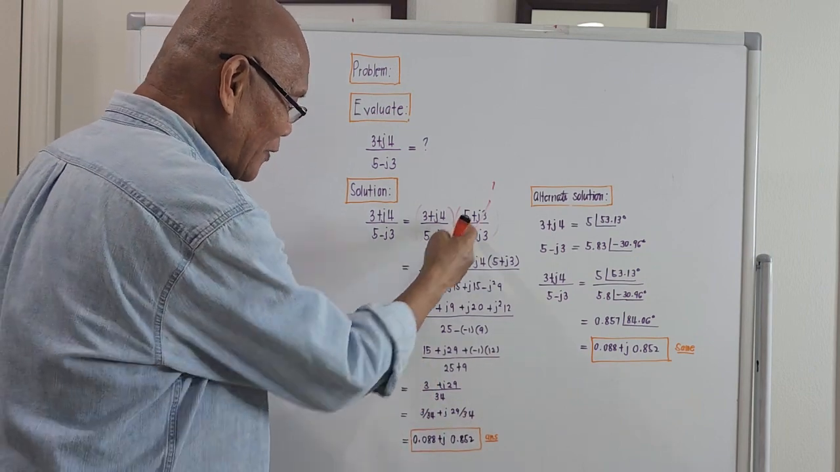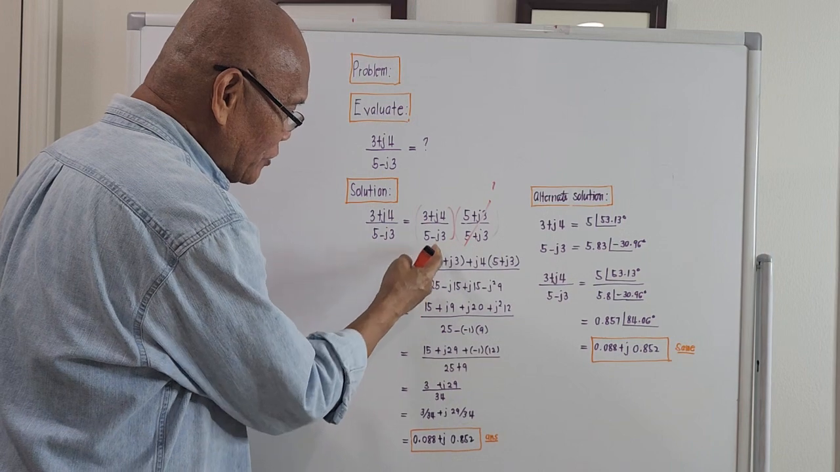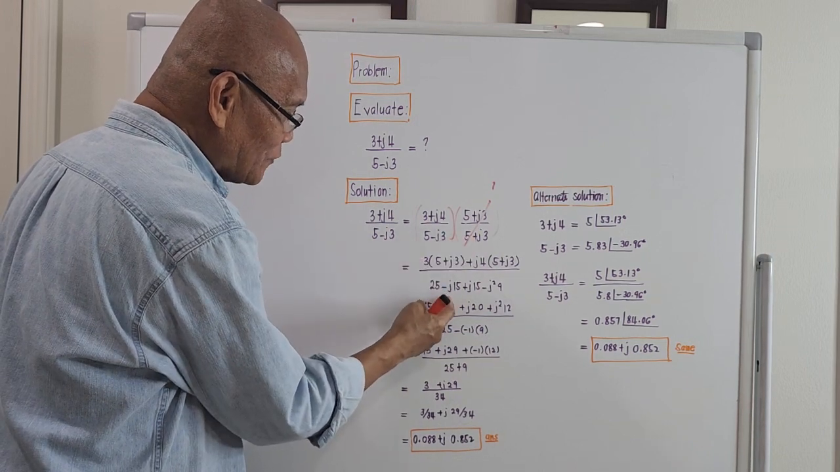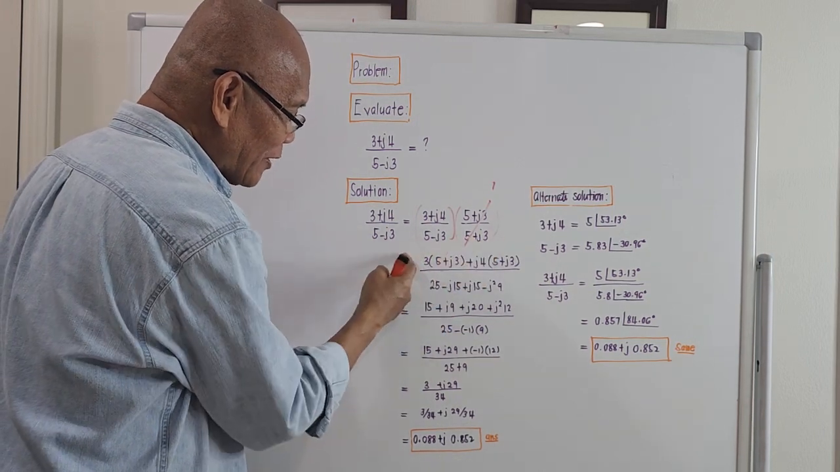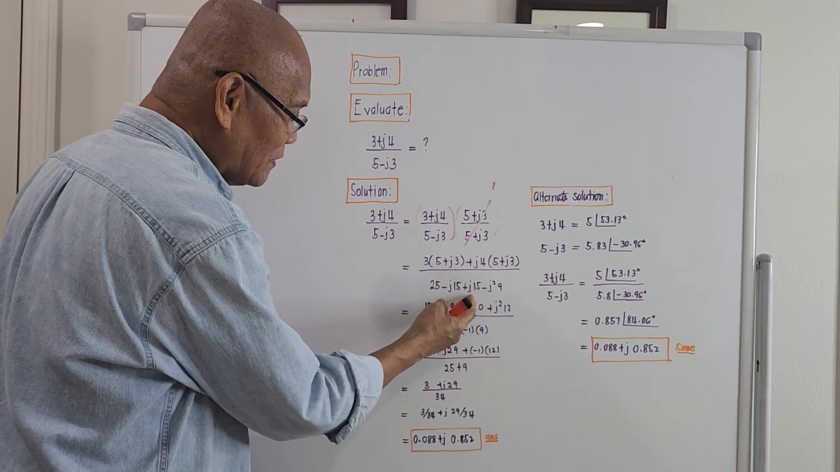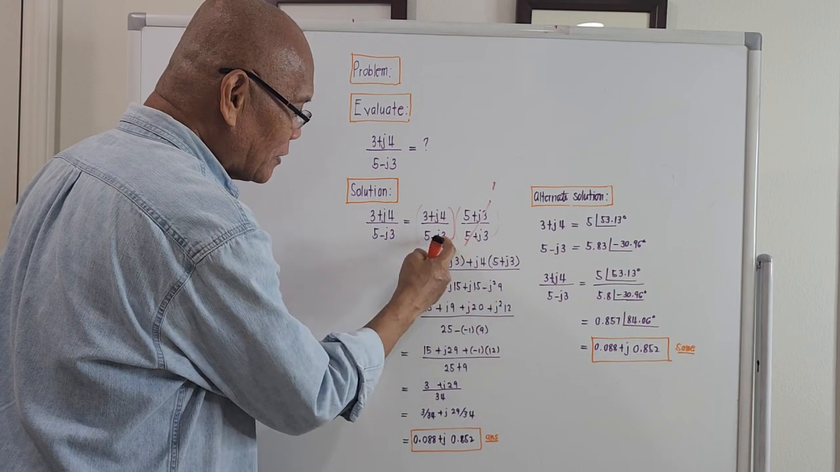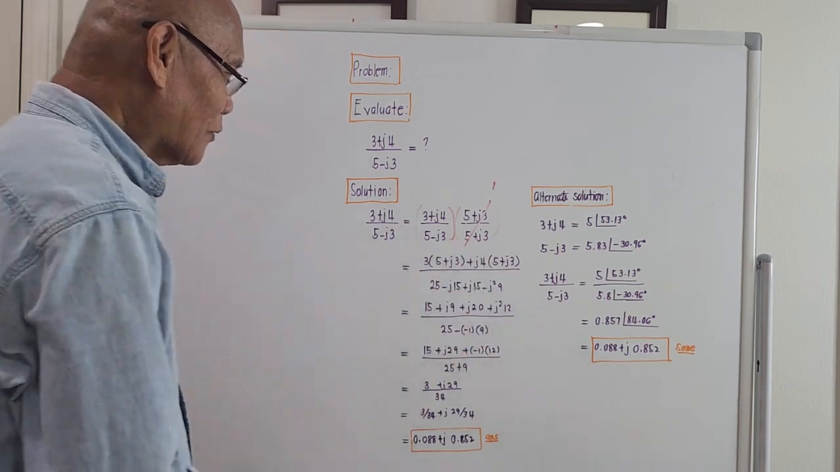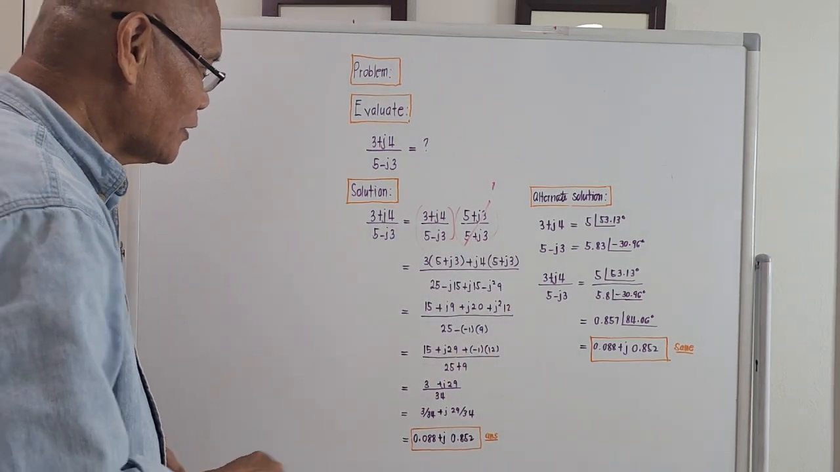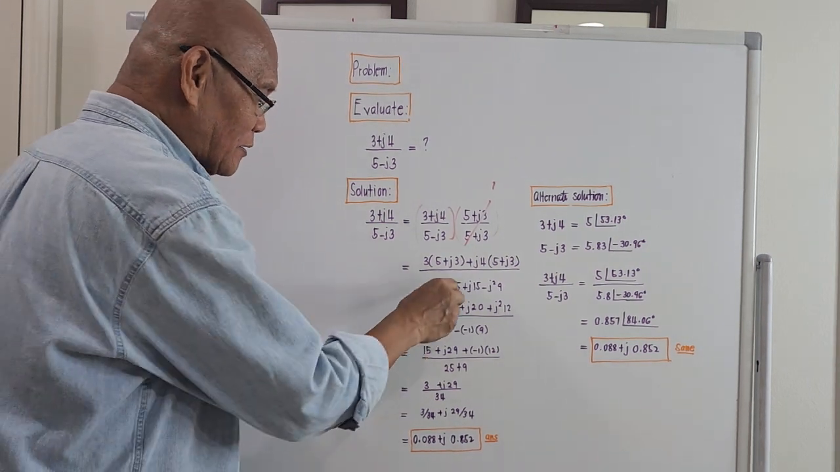So 5 times 5 will be 25, -j3 times 5 will be -j15, j3 times 5 will be +j15, and j times j will be j squared, so minus j squared times 3 times 3, which is 9. If you look at the denominator, the middle terms cancel out.